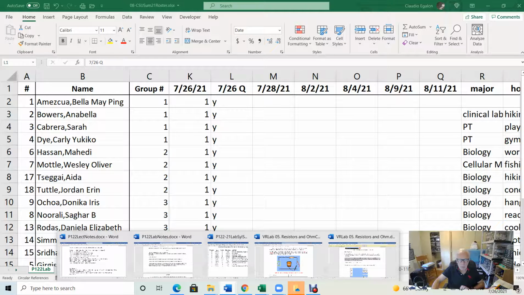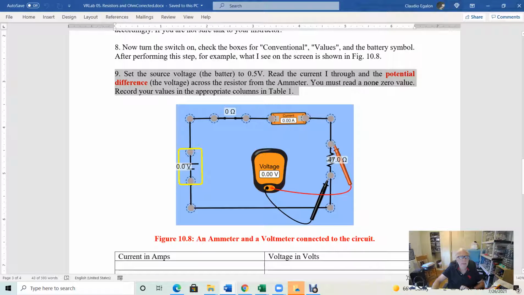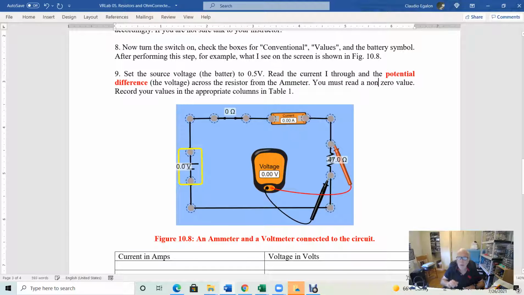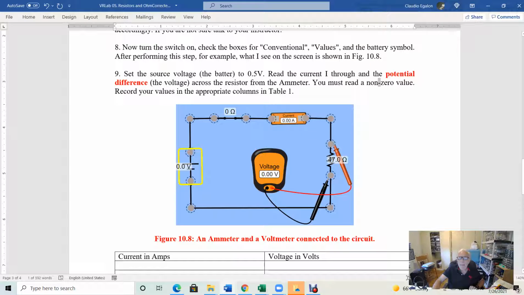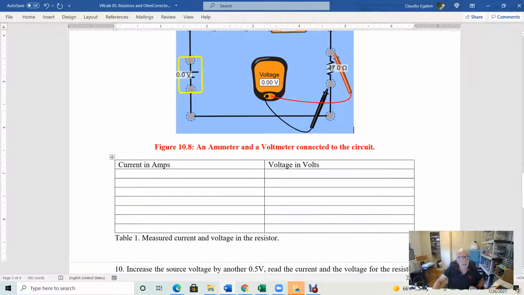So let's go ahead and get the next step here in our handout. Set the source voltage to half volt, read the current I through, and the potential difference across the resistor from the ammeter. You must read a non-zero value. Record your values in the appropriate columns. Okay, so let's do it.